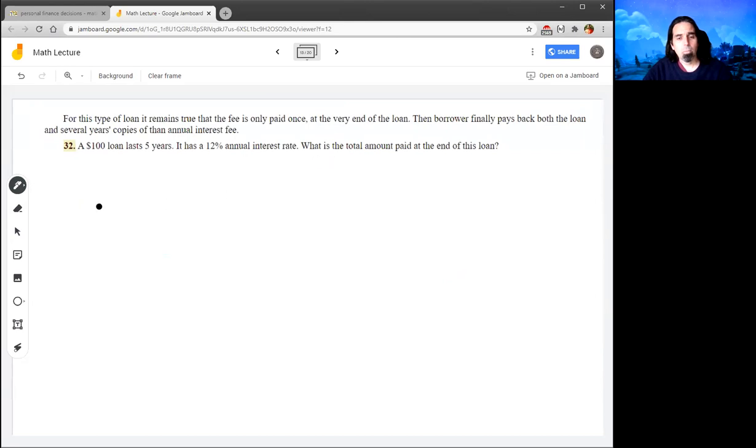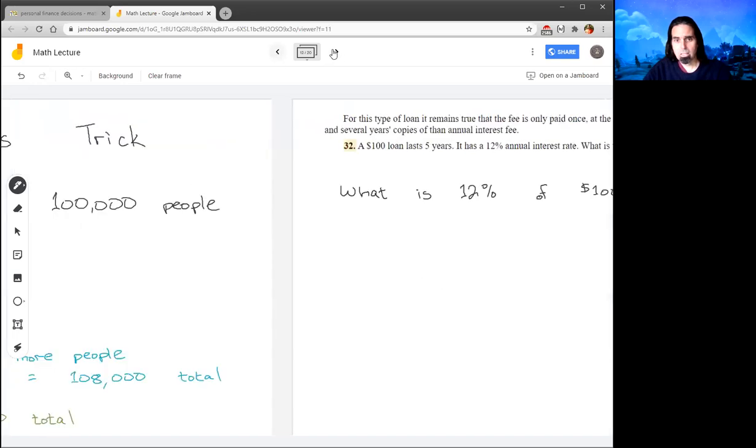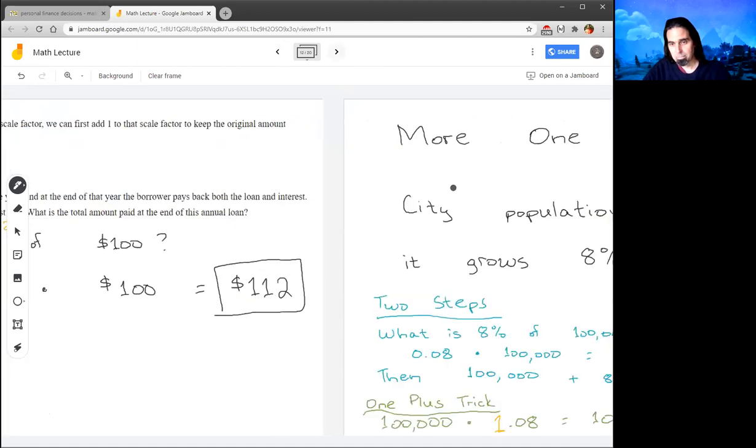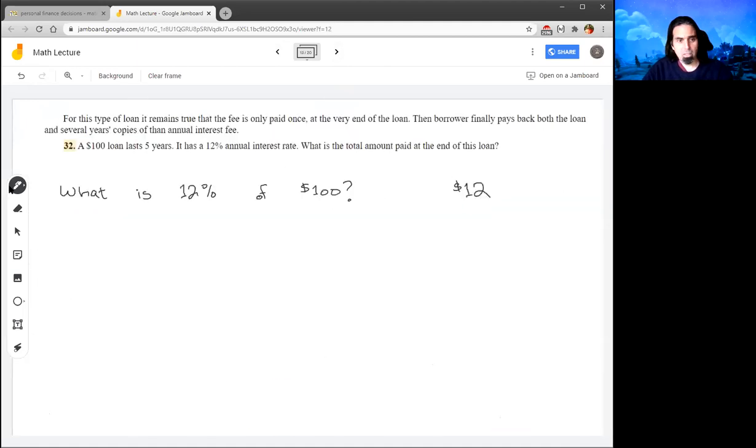What's the total amount paid? So we ask, what is 12% of 100? And again, just like we did a couple of slides ago, that's $12. Then, because it lasts 5 years, at the end of the first year, that's 12. At the end of the second year, that's another 12, and so on. And 12 times 5 is going to be 60.